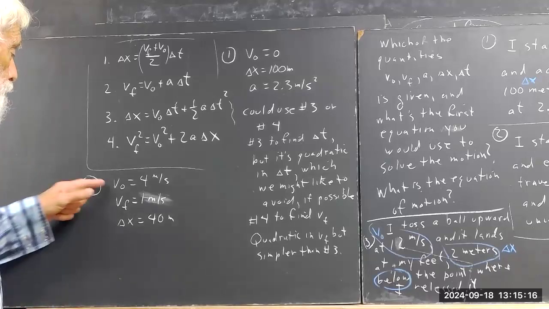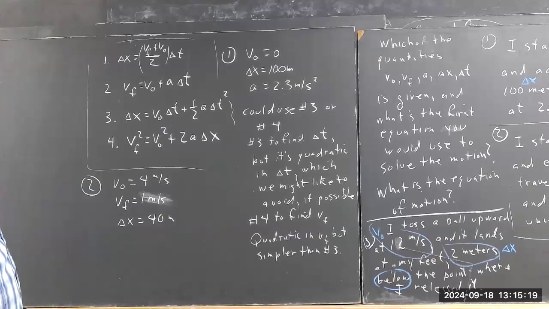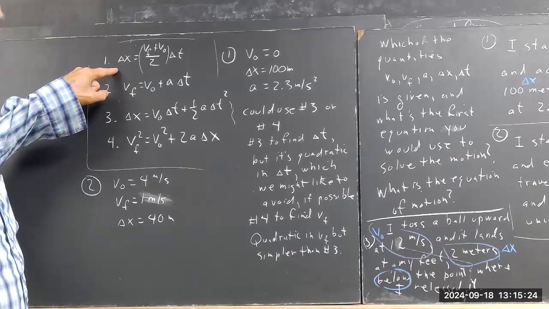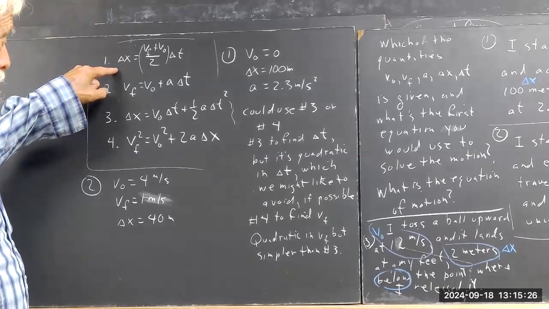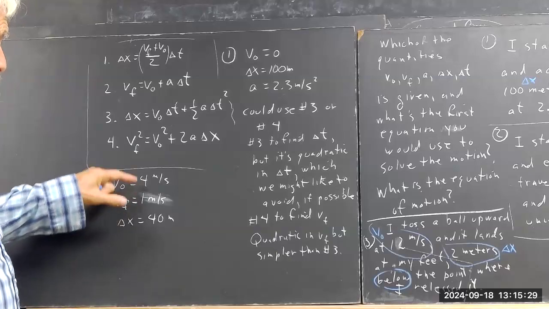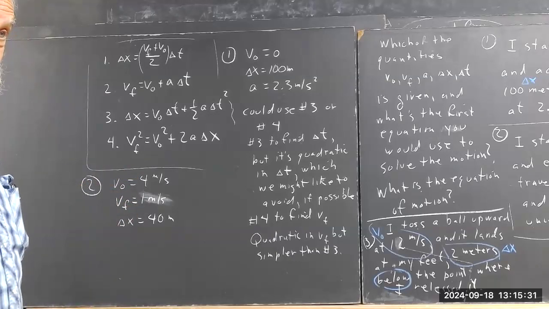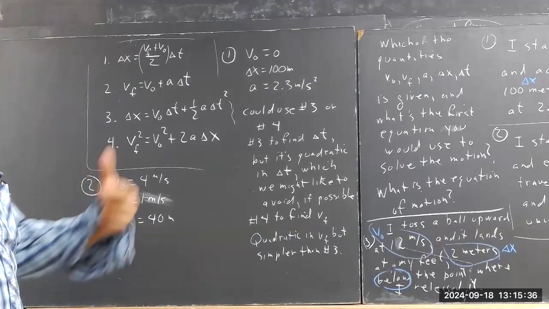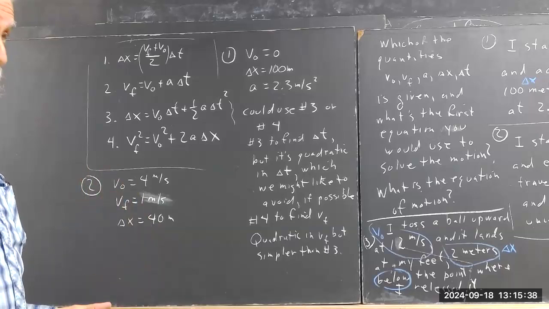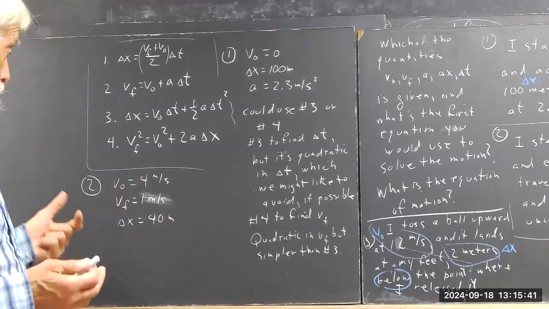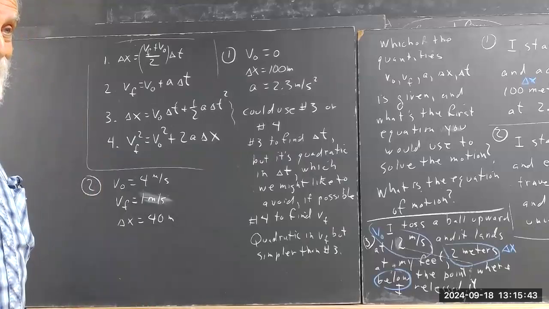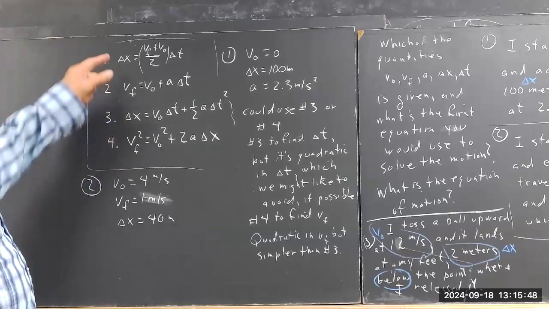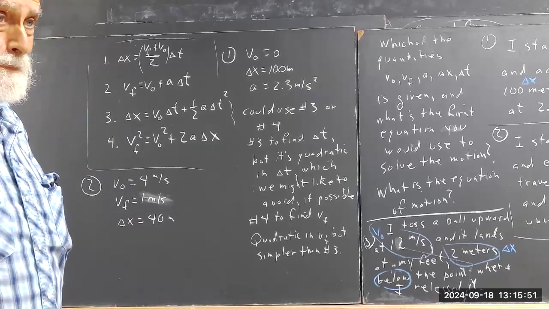So which equation? v naught, vf, delta x. Bingo. That's really easy. As a matter of fact, you don't even need an equation. If acceleration is uniform, you can just average these two, and you get 2.5 meters per second. That's your average velocity for the 40 meters. So you divide 40 meters by 2.5 meters per second, and you get 16 seconds. Make sense?